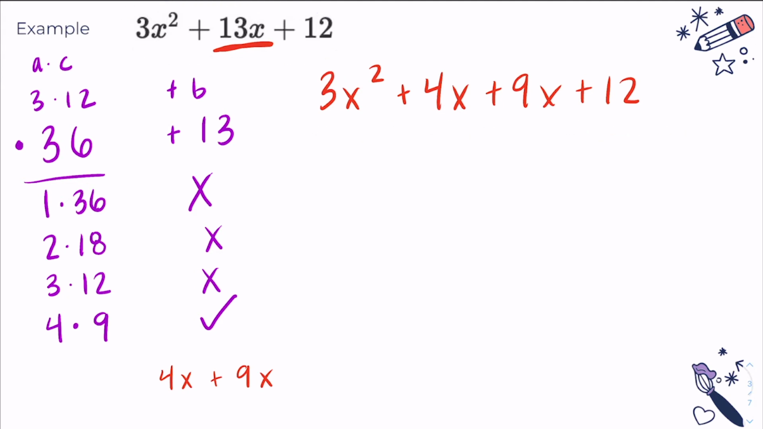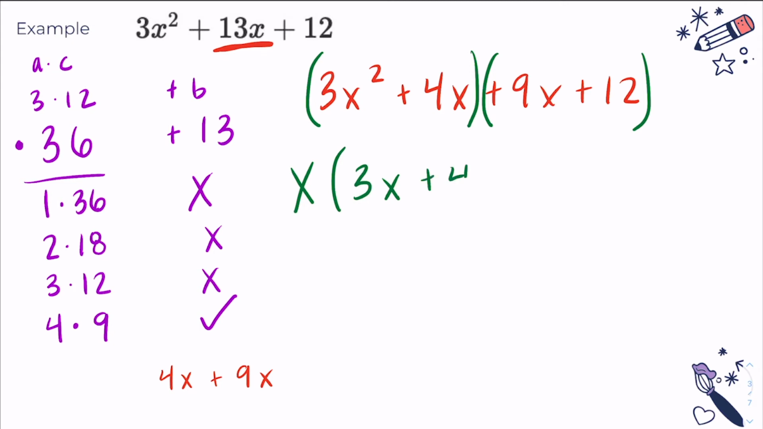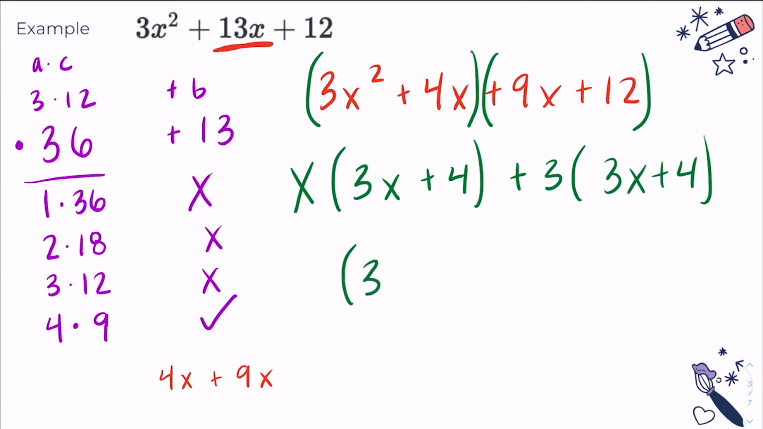And now let's factor by grouping. So we group our first 2 terms and our last 2 terms. Our GCF of those first 2 terms is just x. We're left with 3x plus 4. GCF of those last 2 terms, positive 3, and we're left with 3x plus 4. We see we have the same thing in parentheses, so we factored that out, and we're left with x plus 3.